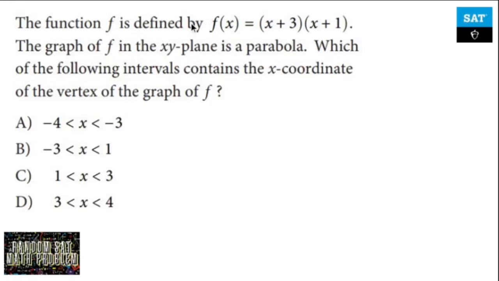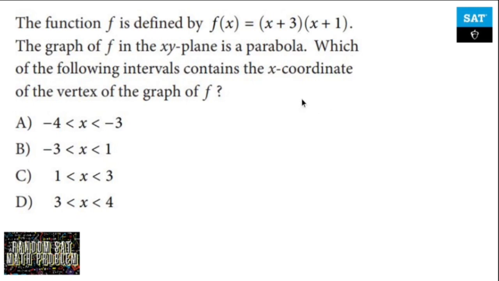The function f is defined by f of x equals x plus 3 and x plus 1 multiplied together. The graph of f in the xy plane is a parabola. That's because if you were to FOIL these out, you would get x squared plus 1x plus 3x, which is 4x, plus 3. Which of the following intervals contains the x-coordinate of the vertex of the graph of f?